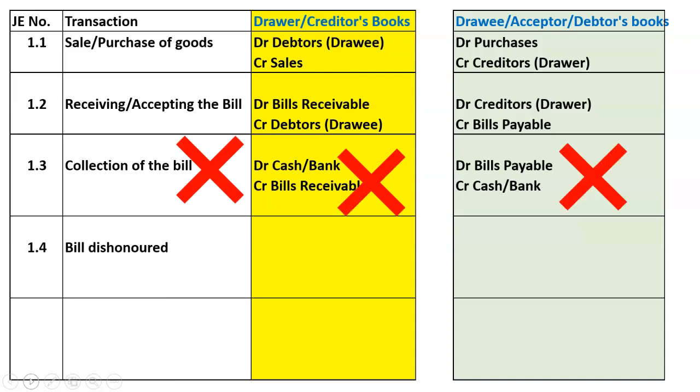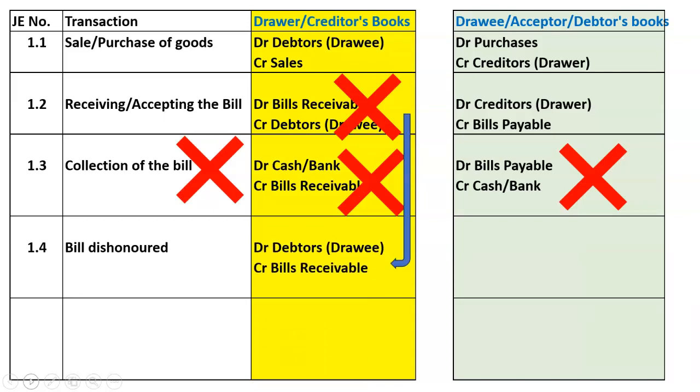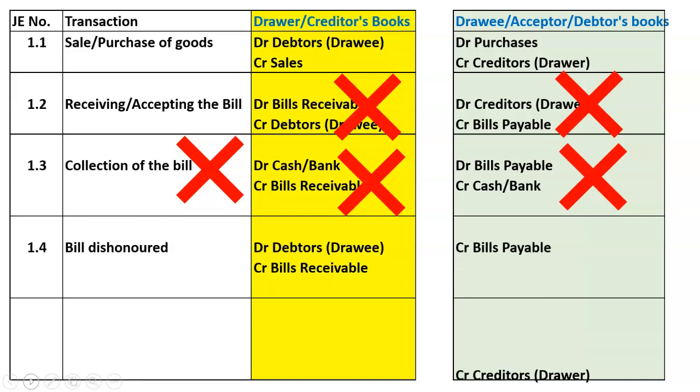This means point number 1.3 did not take place and the bill got dishonored. We will now make entries for dishonor of the bill. The impact of the dishonor is such that as the bill never existed, we simply reverse the entries made at 1.2 above. Similarly, we will undo the entry made at 1.2 above in the drawee's books as well.